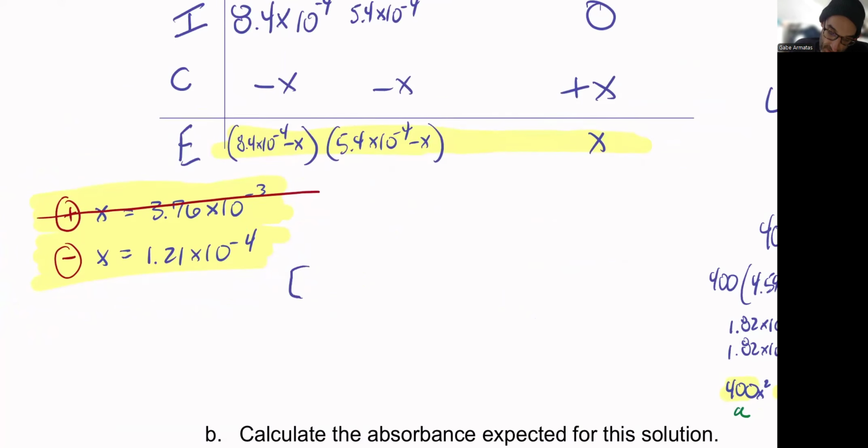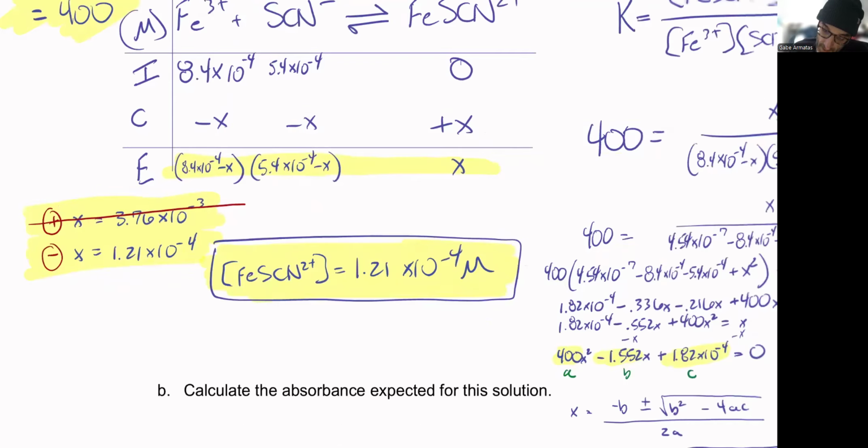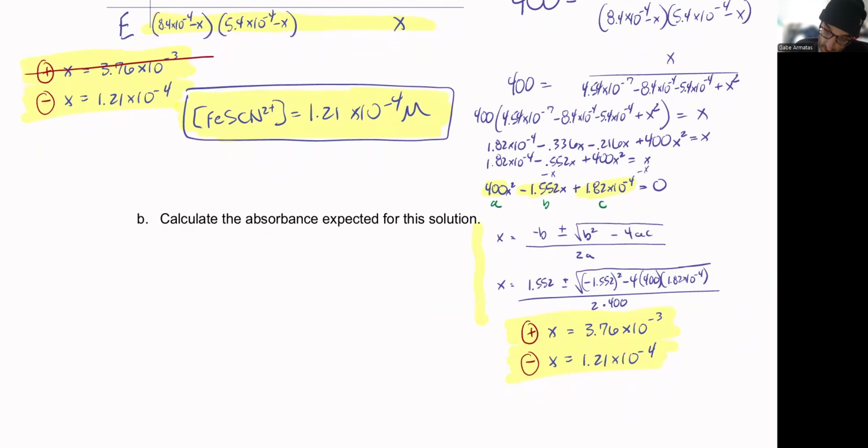What that ultimately means is the concentration of FeSCN2+ at equilibrium is equal to 1.21 times 10 to the negative 4 molar. There we go. There is the concentration at equilibrium. Oof, long way around. Luckily, most of the time we actually can just skip using the quadratic in the future, but that's what we end up with here. And in fact, most of the time we are not going to need it. So moving on to the last question here.